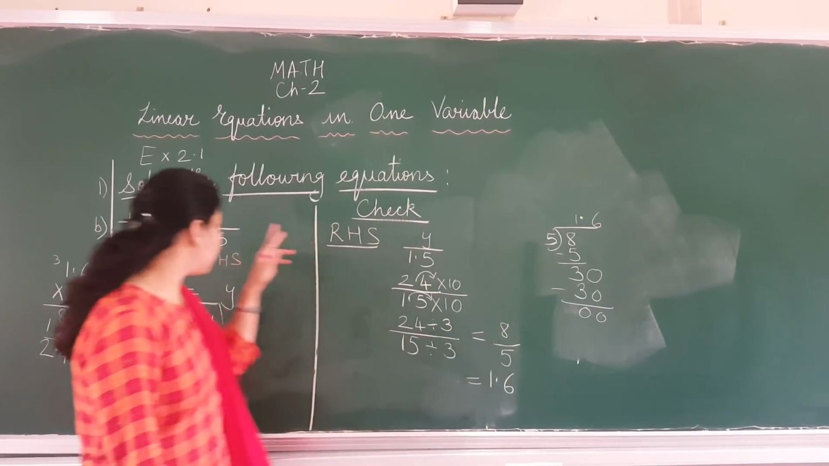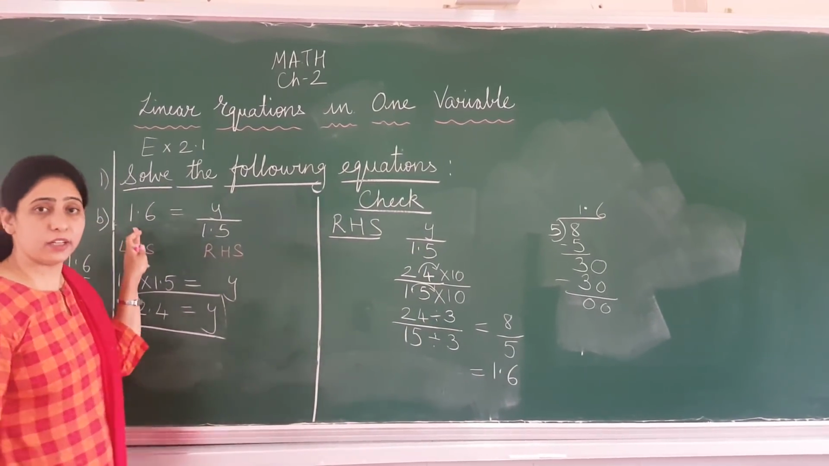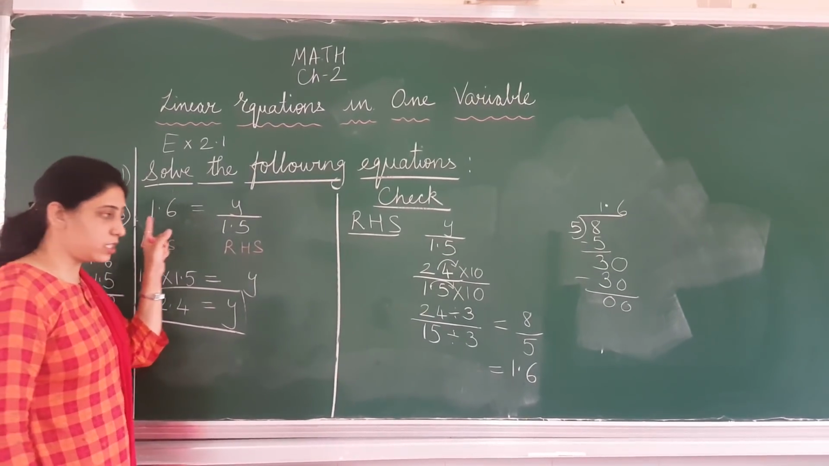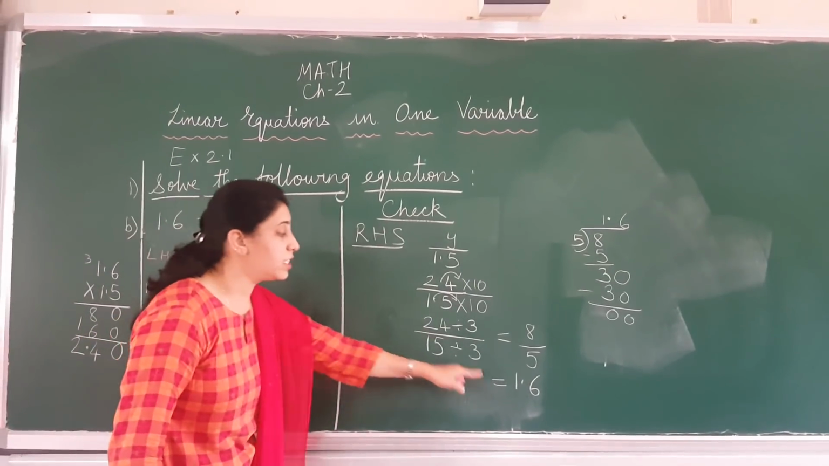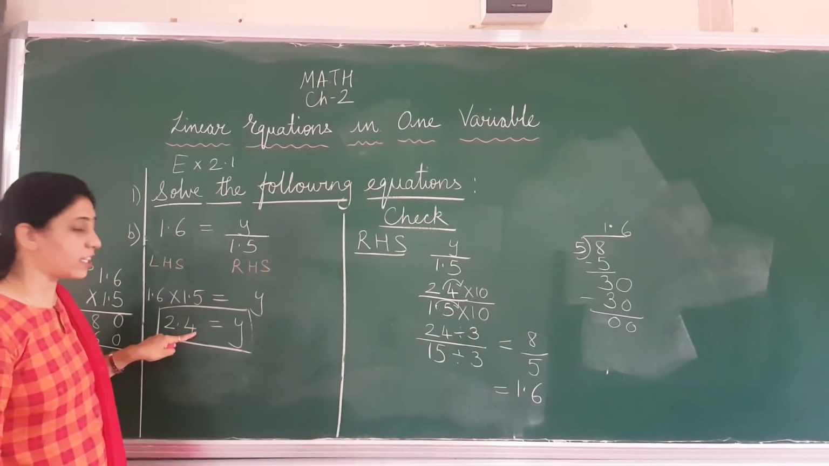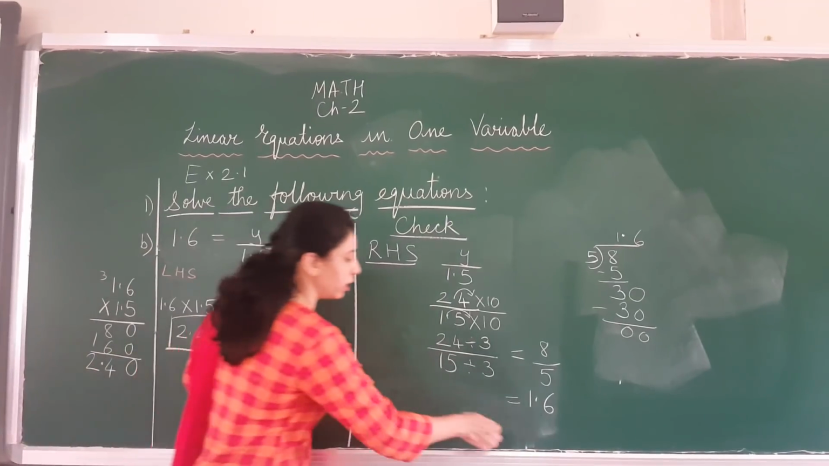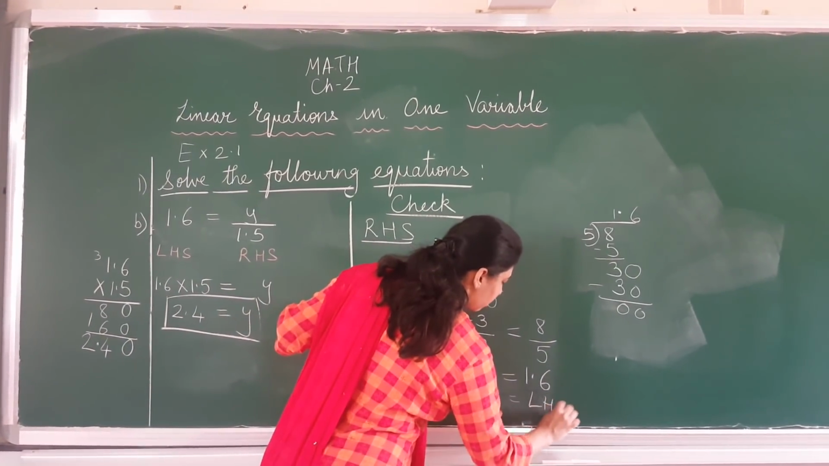Is this answer the same as what is there on your left hand side? Left hand side also has 1.6. Here also you have got the answer 1.6. This should tally over here. If it is the same, then the value is right. So you are getting which is your LHS.